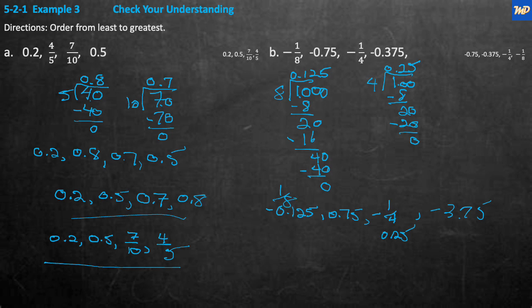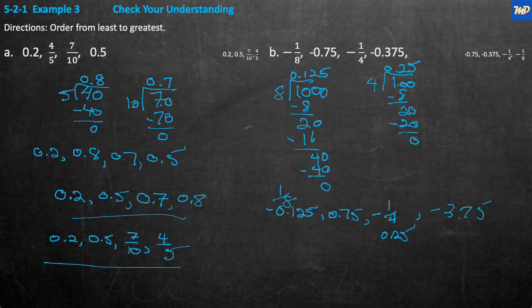Okay, so putting them in order, since these are all negative, the number closest to 0 is going to be the largest number. So closest, we have 0.125, we have 0.75. Well, 0.1 is closer to 0.